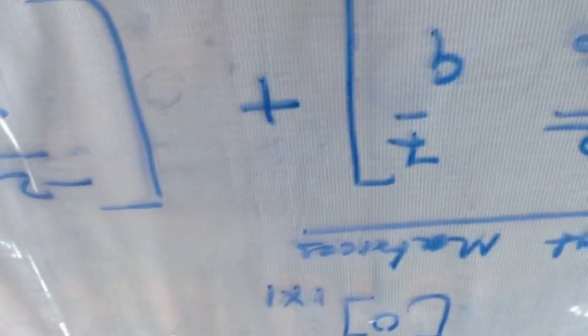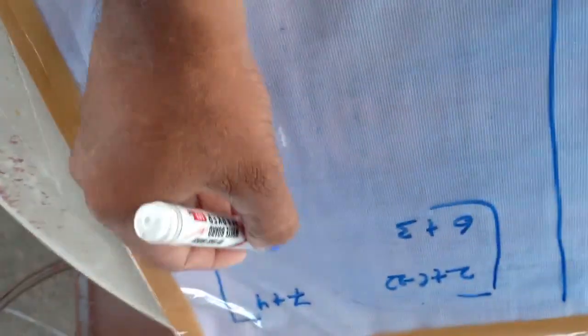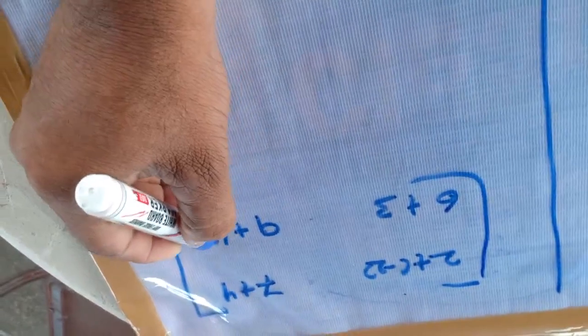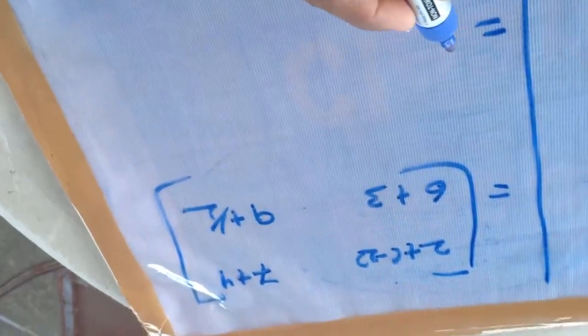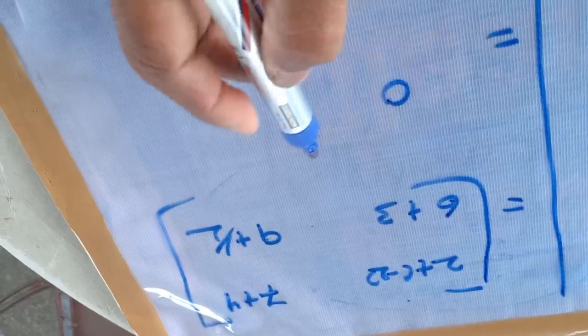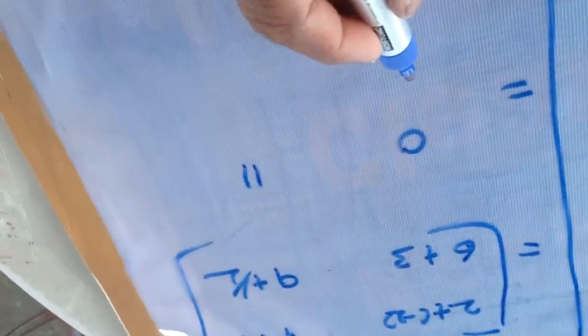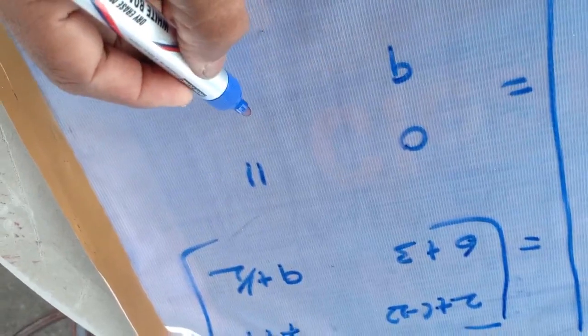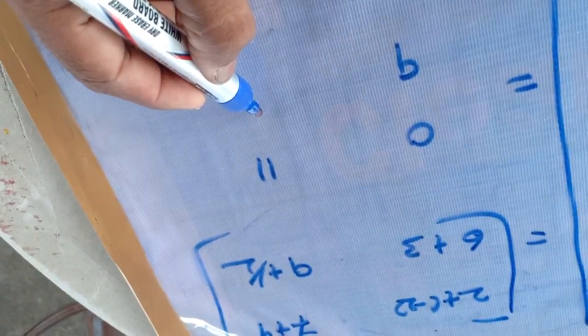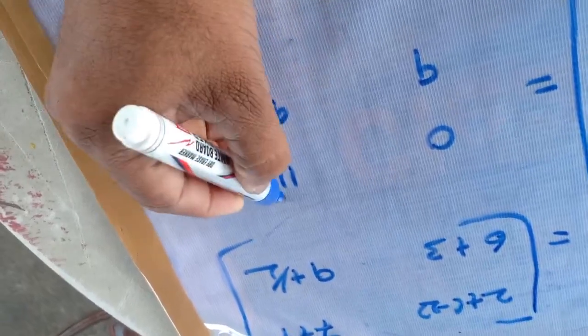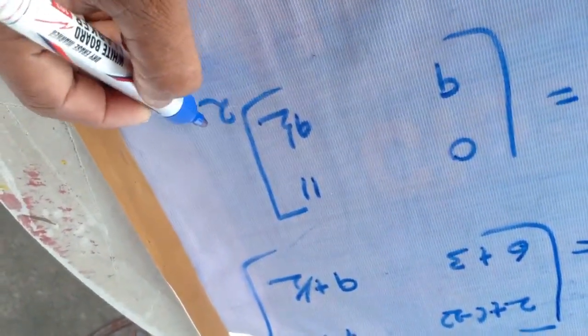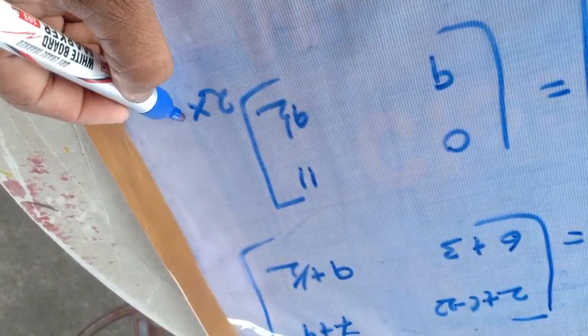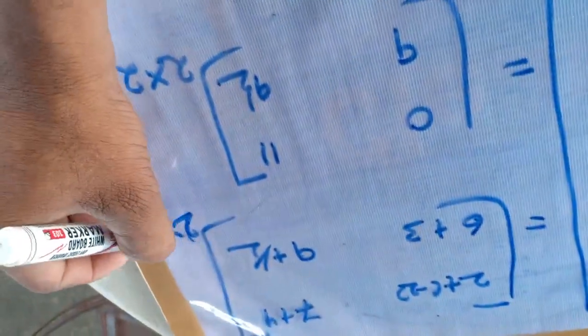Next, come to this part. Here 6, here 3, corresponding elements, 6 plus 3. The next one is 9 in the first matrix, and in the second matrix it is half, so 9 plus half. The result will be, this is the format to write, 2 minus 2, 0, 7 plus 4, 11, 6 plus 3, 9, and 9 plus half, that is 9 and 1 by 2 also you can write. And the resultant matrix also has the same order as the first matrix.